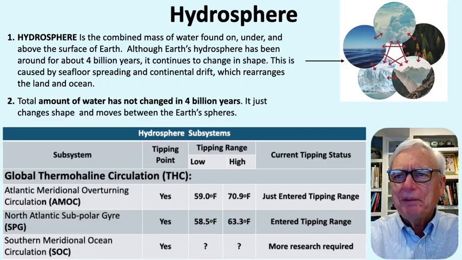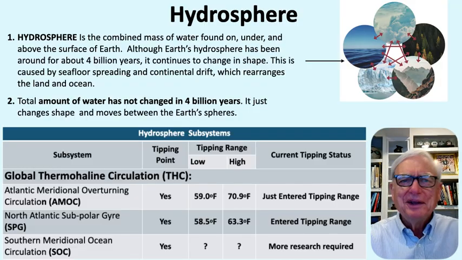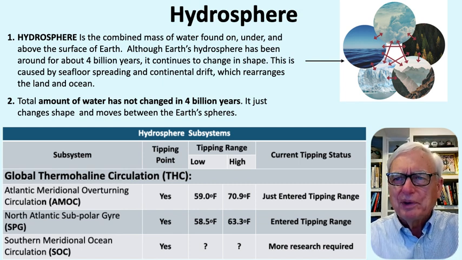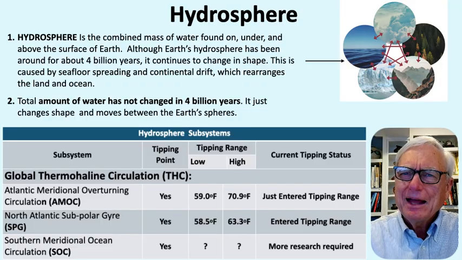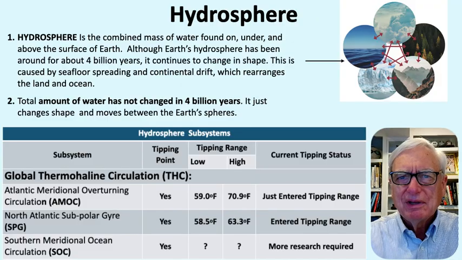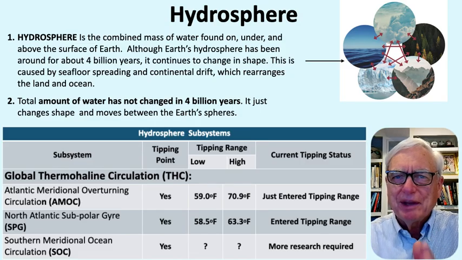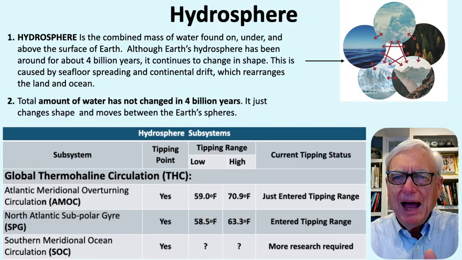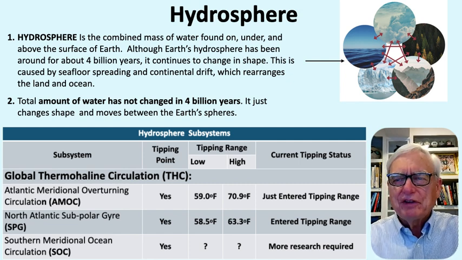Now, one thing I was not aware of until I got into this climate space. There's something called the global thermohaline circulation, or THC, and it has three major components we identified here: the AMOC, the SPG, and the SOC. Now, they all have tipping points, and it turns out that the AMOC is already at the very beginning of its tipping range, and the SPG is a little bit further into its tipping range. And the SOC, that's the area around Antarctica, and there just hasn't been a lot of research done down there yet. So we know there are tipping ranges, we just don't know what they are yet.